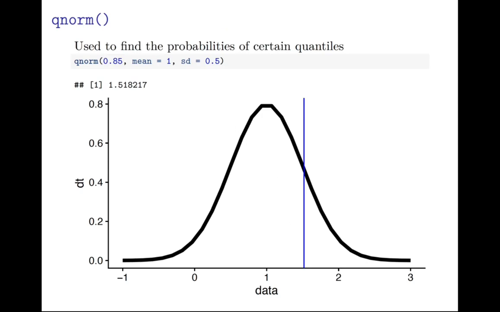And finally, qnorm is the last one you'll think about. It's used to find the values of certain quantiles. I would say you probably use this one the least, but it can be useful to know sometimes. So say you want to know what is the value on your x-axis for the 85th percentile of a normal distribution with a mean of 1 and a standard deviation of 0.5. And that answer is 1.5. And you can see that plotted here.